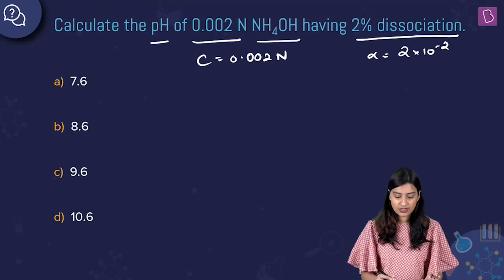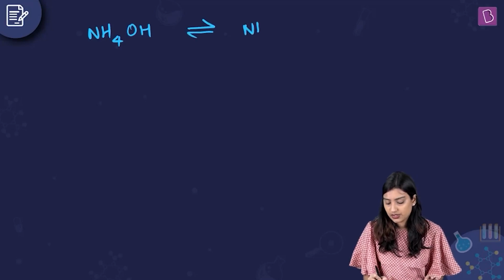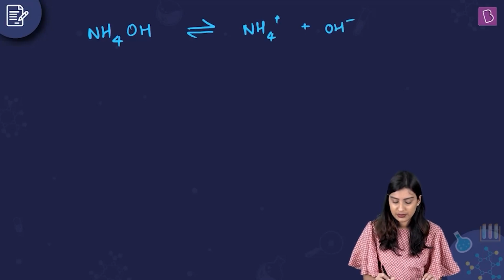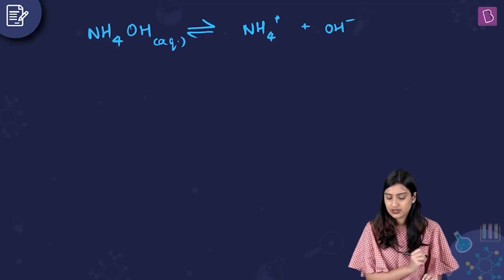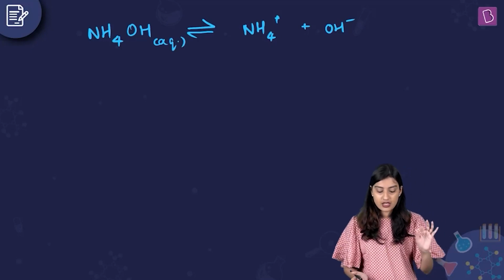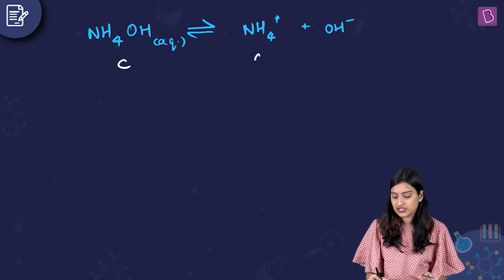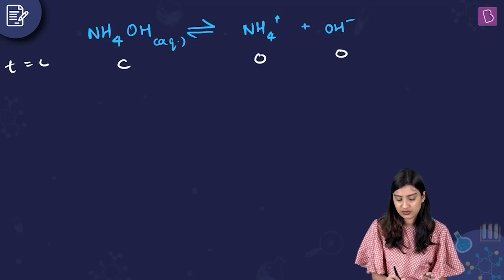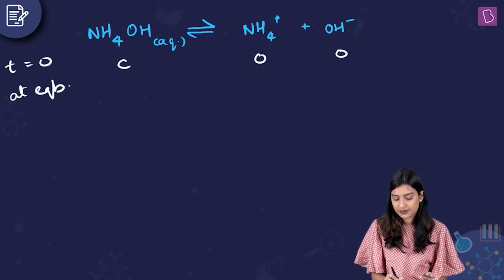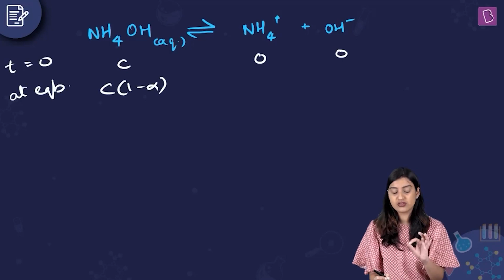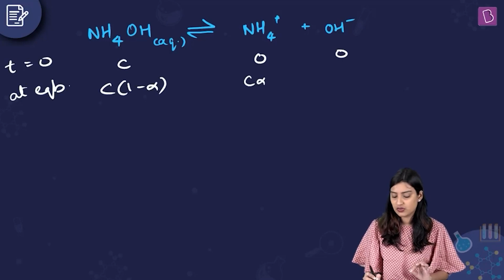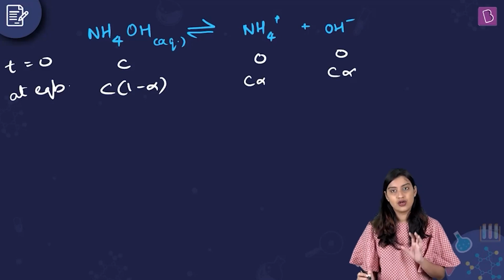So what do we know about NH4OH, ammonium hydroxide? Ammonium hydroxide will dissociate to give you NH4 plus and OH minus. This is the case in water, so we'll write aqueous. So now what do we know? If we start with C moles of this, initially we'll have 0 and 0 moles of these at time t equal to 0. At equilibrium, what happens? You will have C into (1 minus alpha) moles of NH4OH. You'll have C alpha moles of NH4 plus and C alpha moles of OH minus.